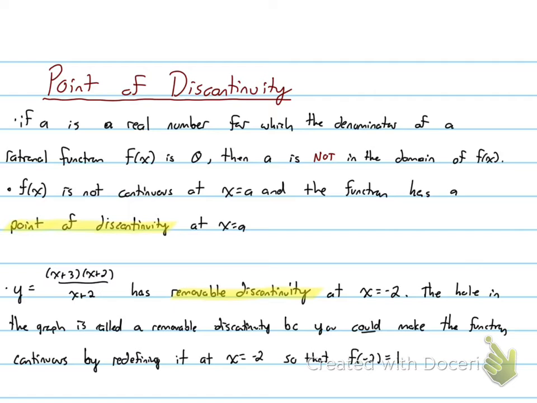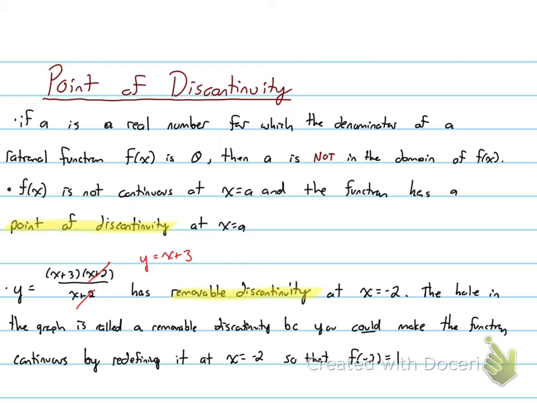I would say that that function has removable discontinuity at x equals negative 2. Because if you look at that function, the hole in the graph is called a removable discontinuity because you could make the function continuous by simplifying it. So if I cross out those x plus 2 terms and redefined that function as y equals x plus 3, now I would have a point at x equals negative 2. That point would be f of negative 2 equals 1.